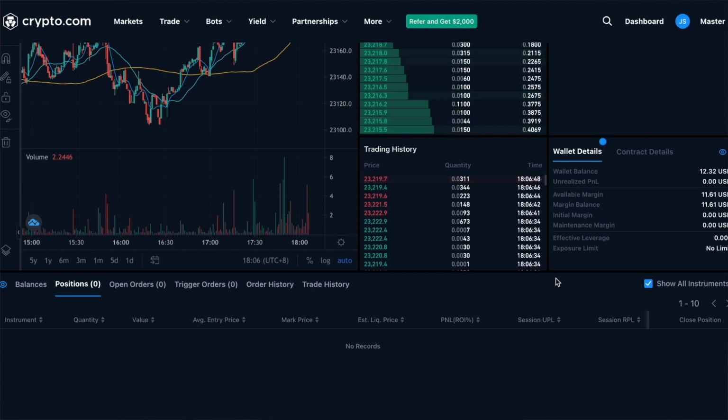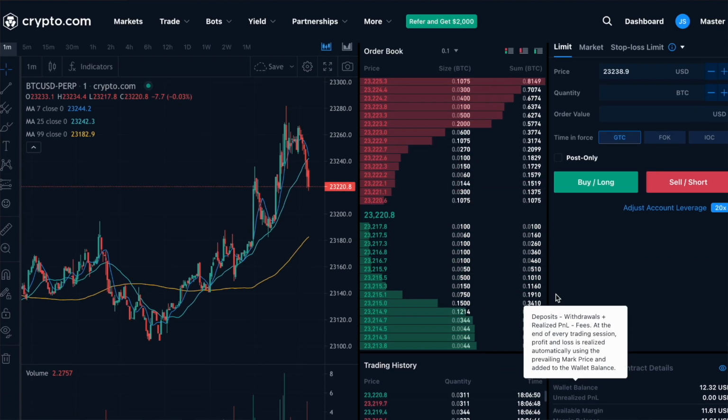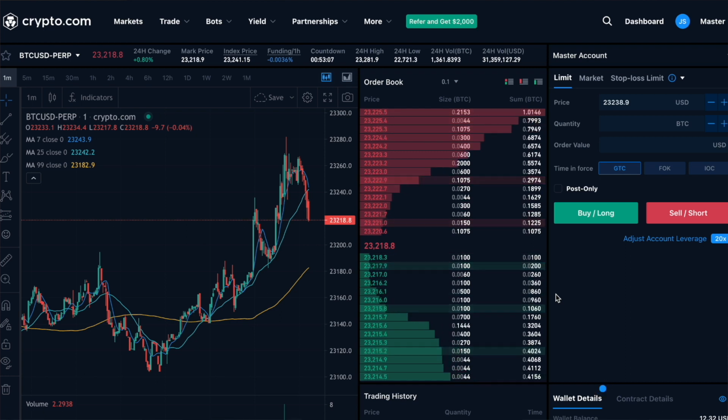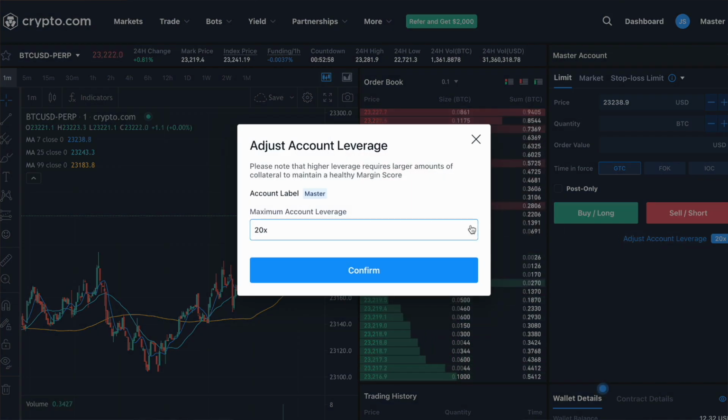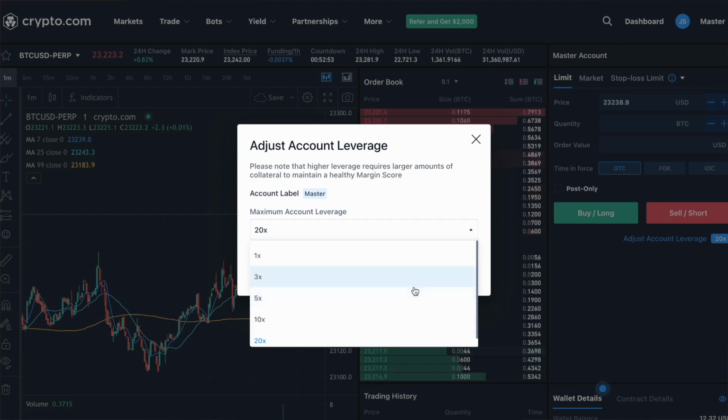Next, let's have a look how we can adjust our leverage at Crypto.com. To do so, we take a look at the trade input mask again. To adjust our leverage, we click on the Adjust Account Leverage field, which pops up this window, and we can select the margin we wish to use for our account.